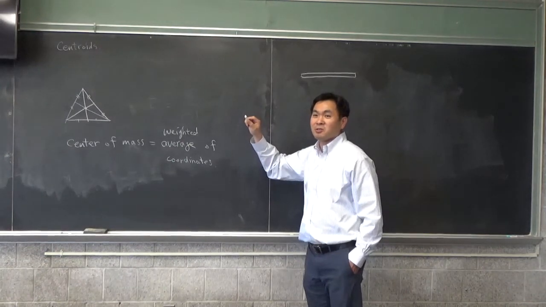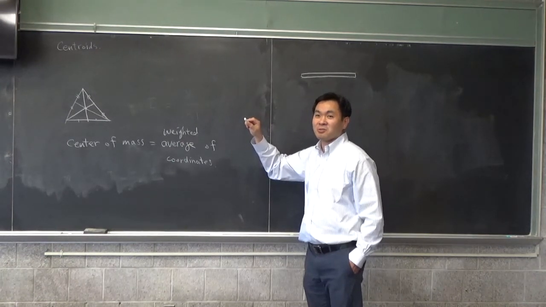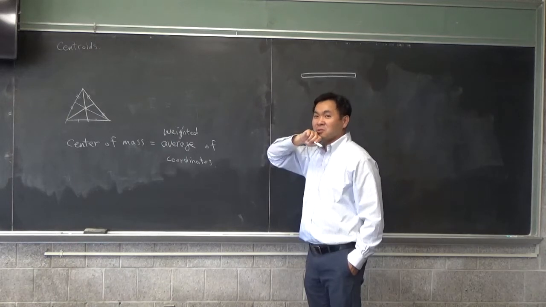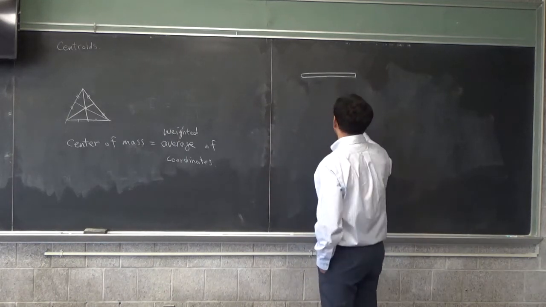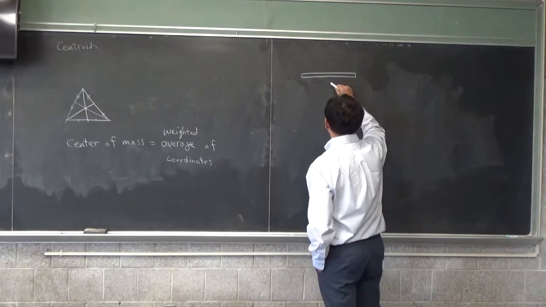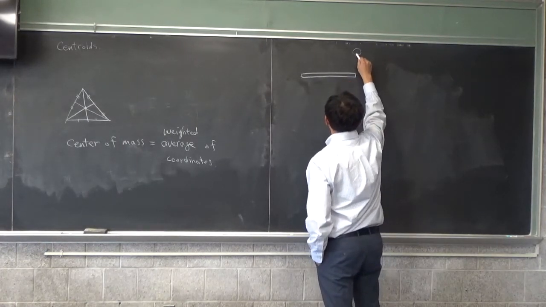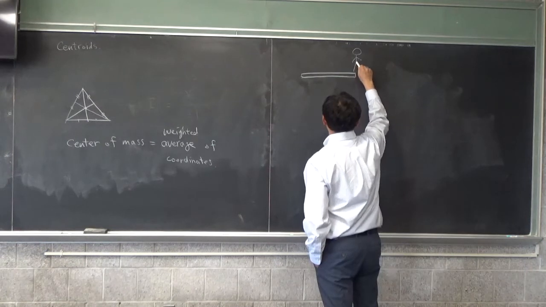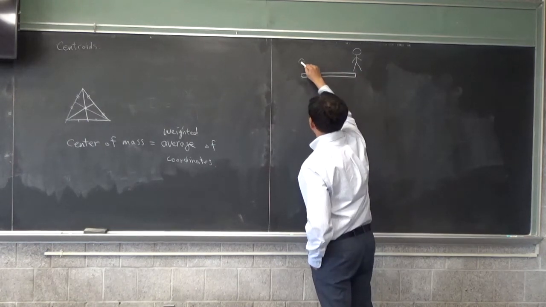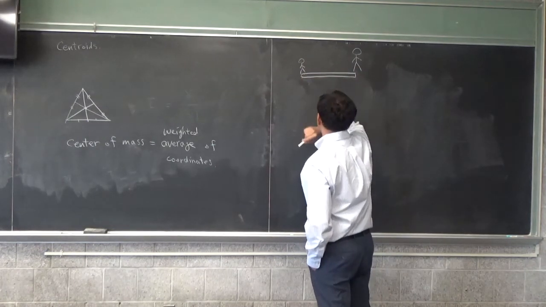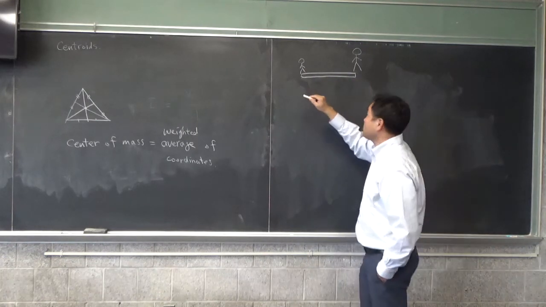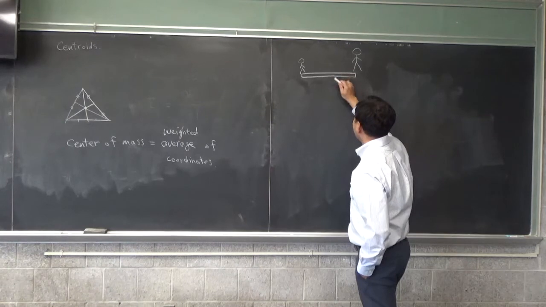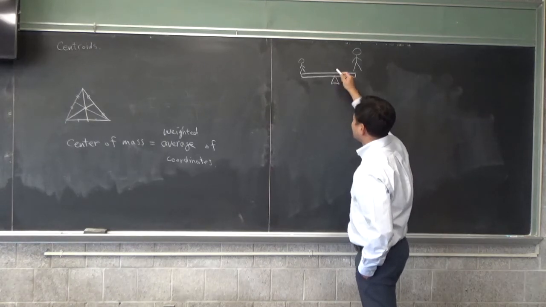You've been on a seesaw when you were little, right? When you were a little kid, with your dad. So let's say back then your dad was pretty big and you were small. Then in order to be balanced, the center of mass should be somewhere here, closer to your dad, right?